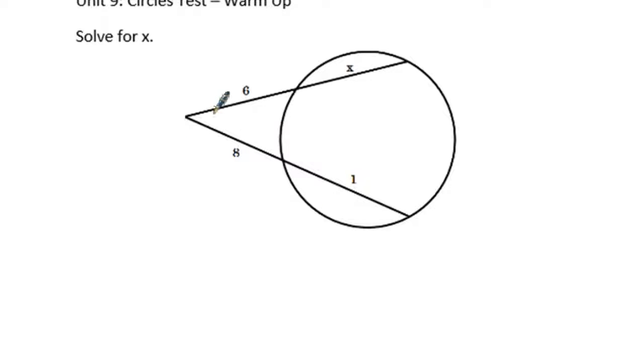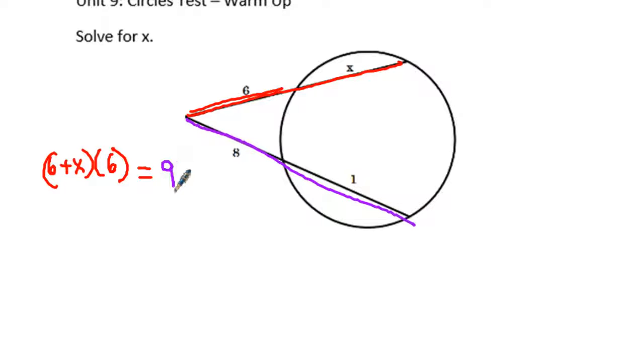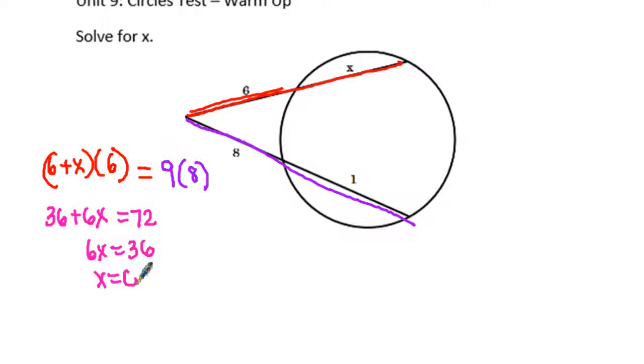In this scenario, there are segments outside of the circle. So this is the whole part. That would be 6 plus x times the external part, which is just 6. Whole part is 9. External part would be 8. So 36 plus 6x equals 72. 6x equals 36. X is 6.